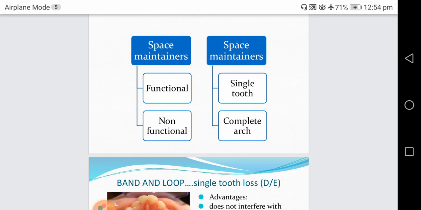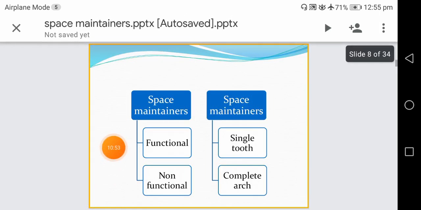Whereas in non-functional space maintainers there will be no teeth, only wire components just to maintain the space, so they are not functional. An example is the band and loop space maintainer. Another classification is single tooth and complete arch. Single tooth means a space maintainer that is maintaining space for a particular tooth, for example the band and loop space maintainer. Whereas complete arch means that the space maintainer will be across the arch and will maintain the space for the entire arch, for example the lingual arch space maintainer or the Nance palatal arch space maintainer.